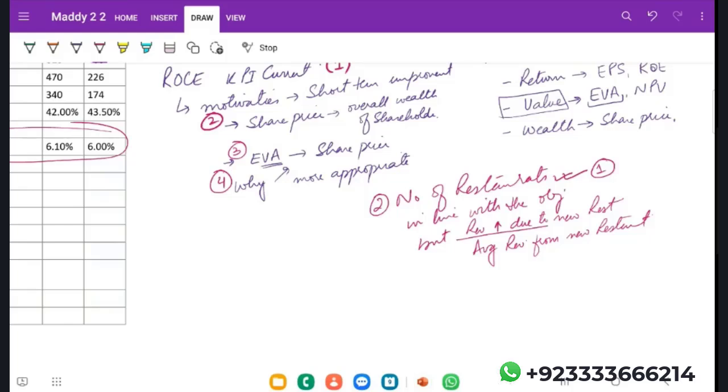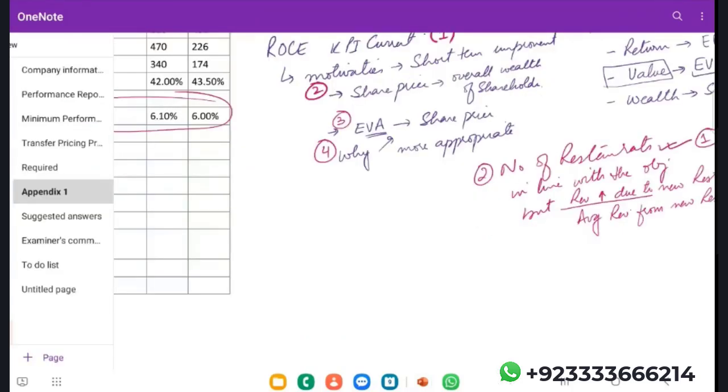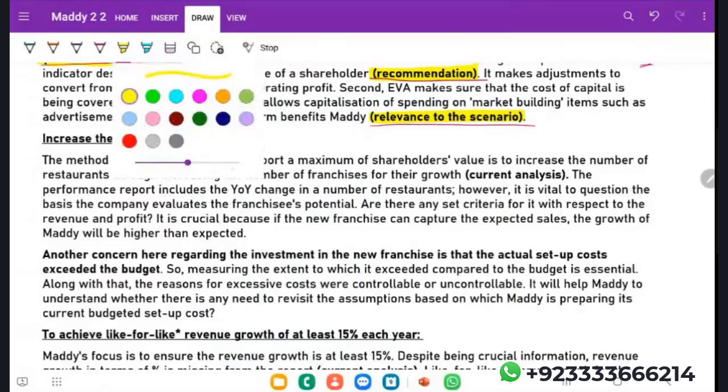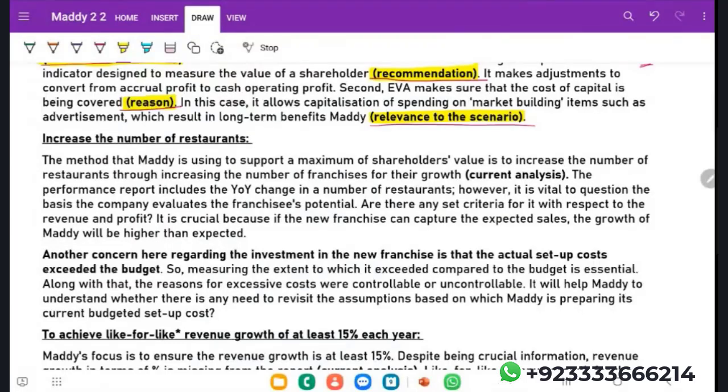So something which is given in the question, we are saying that this is fine, but additionally, you need to do this because the shareholder would like to see what impact it is bringing. Right. So, how I have written that the method that Medi is using to support maximum shareholder value is to increase the number of restaurants through increasing the number of franchises and growth, which is the current analysis. The performance report includes the year-on-year change in the number of restaurants. However, it is vital, you can write here, which is in line with the company's objective. However, it is vital to question the basis for the company, how it is evaluating the franchise potential, right?